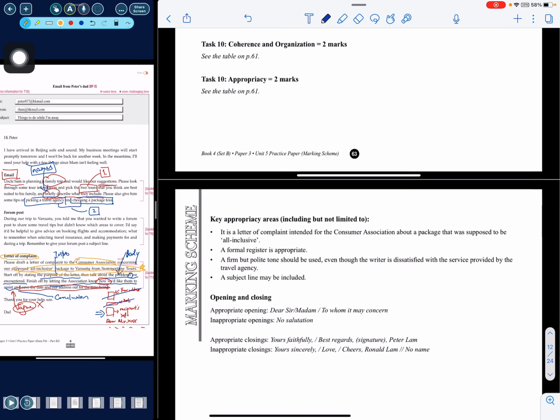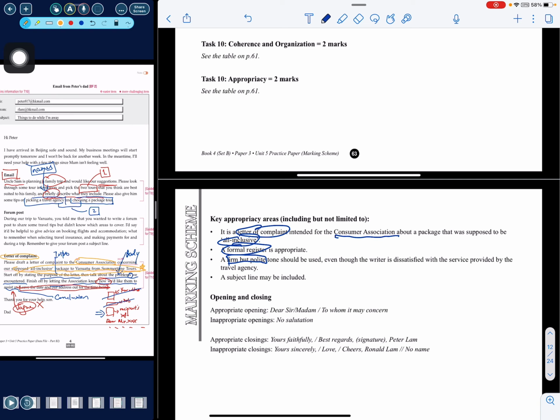First thing is a letter of complaint intended for the consumer association about a package that was supposed to be all-inclusive. So make sure that in a letter of complaint, you have the right tone, formal register. Writing a letter of complaint is always formal, firm but polite. Don't make it too emotional. Okay, so not like, "this is totally unacceptable, you guys are really bad," something like that. Don't do it in an emotional way.